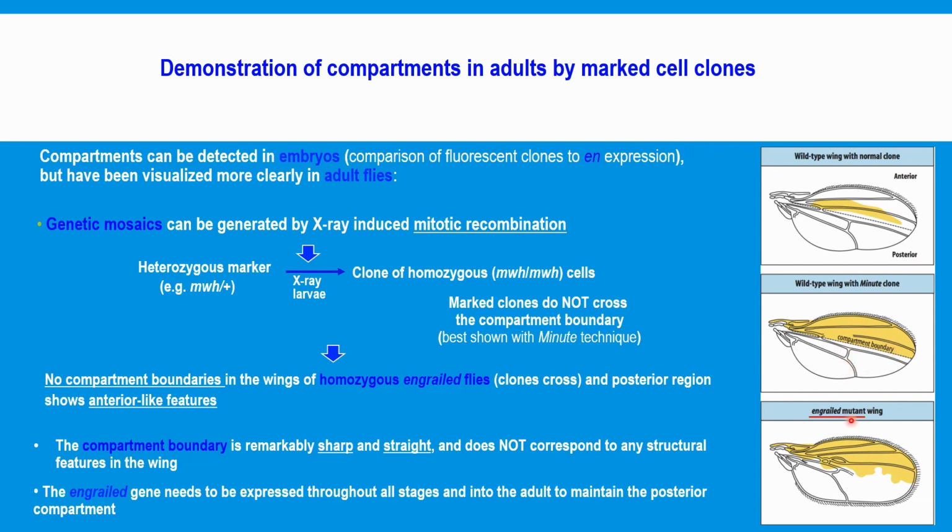But then if they repeat the same experiment in an engrailed mutant, which sets the compartment boundary and defines what the posterior cells are, then they saw that the clone could overgrow and pass this compartment boundary. So that was how they figured out the function of engrailed, to define posterior and to define the anterior-posterior boundary.